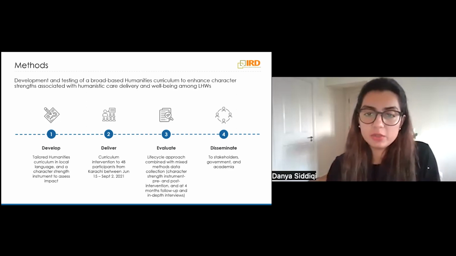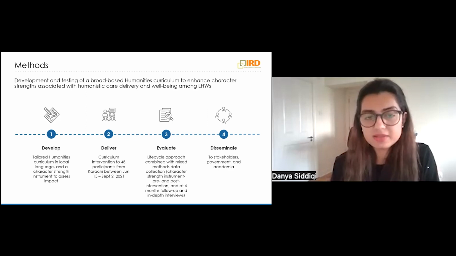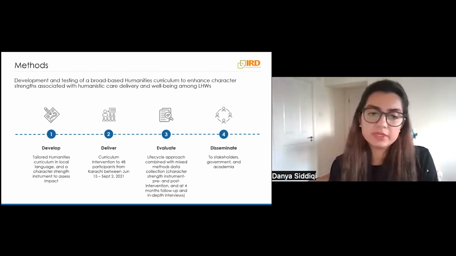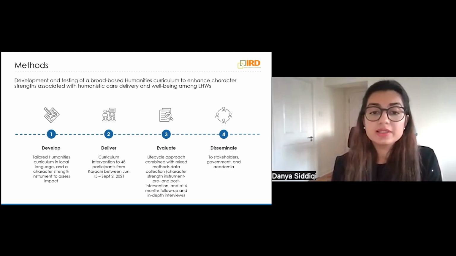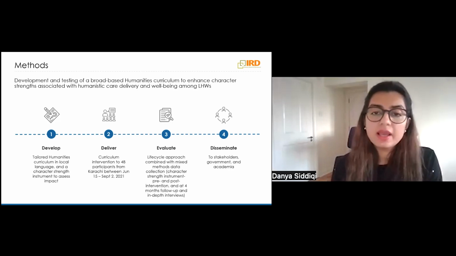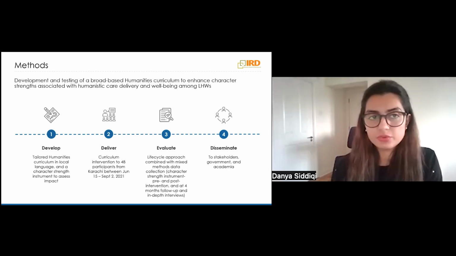Then in the third step, we evaluated the intervention and we followed a life cycle approach, which was then combined with mixed methods data collection, whereby our quantitative evaluation was done by the character strength instrument. We did it pre-post at the baseline and end line, and then we also did a 4-month follow-up after the intervention had ended. And then our qualitative analysis was done through in-depth interviews that were conducted with a random sample of 12 participating lady health workers and then 10 lady health supervisors who directly supervise these lady health workers during their day-to-day activities. And then the last step was dissemination of our study results to both the stakeholders and government as well as to the academia.